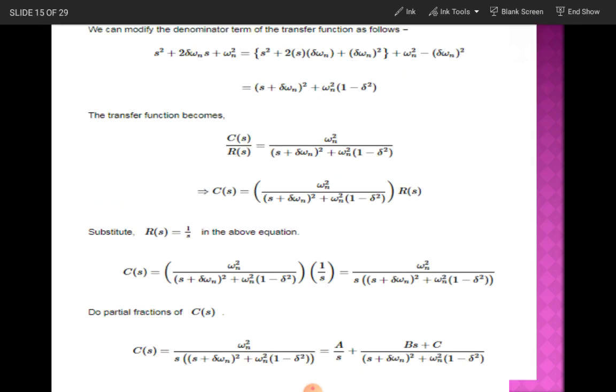The next case is a very important case. This derivation is most probably asked in university examinations. That is when the delta value is varied from 0 to 1. This is an underdamped case, called the underdamped case of the system. So in this case, the damping factor value is varied from 0 to 1. So we can write the transfer function.